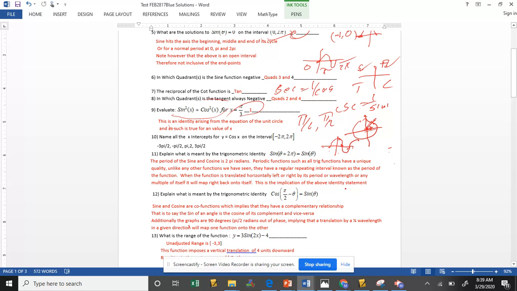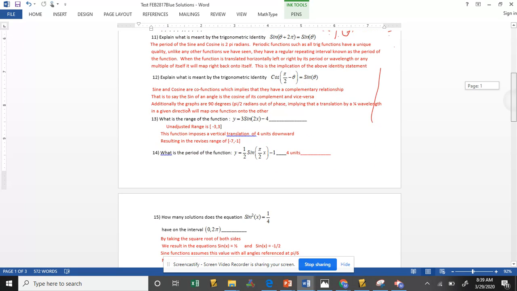This is the implication of the above identity statement. This one we actually saw in class, very early on. This is the idea behind cofunctions: cofunctions are equal for their complementary angles. So the sine and the cosine are cofunctions, which implies they have a complementary relationship. That is to say, sine of 30 is cosine of 60, sine of 45 is cosine of 45, and so on and so forth.